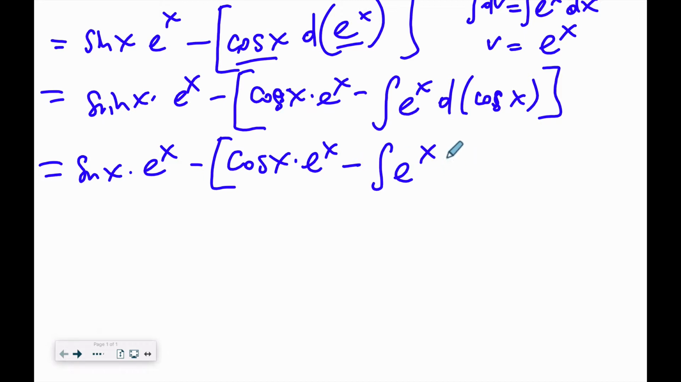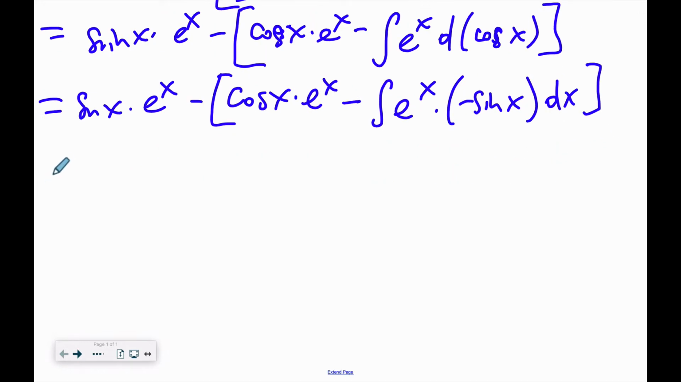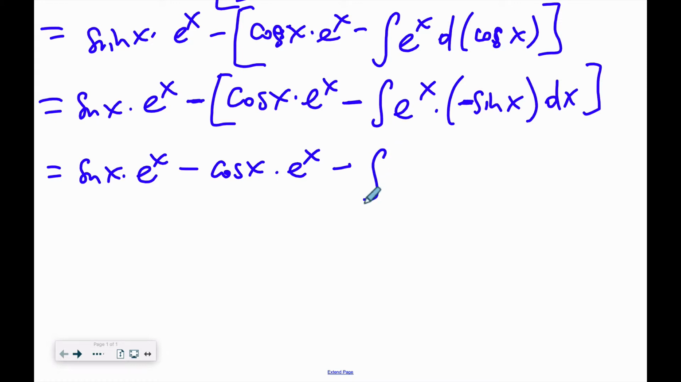So let me do it step by step. Times negative sine x dx. After this, let's expand the brackets. Sine x e^x, and then minus, we have cosine x e^x, and then we have a minus sign here, and a minus sign here, and also a minus sign here. So three minus signs will give us minus the integral of e^x times sine x dx.